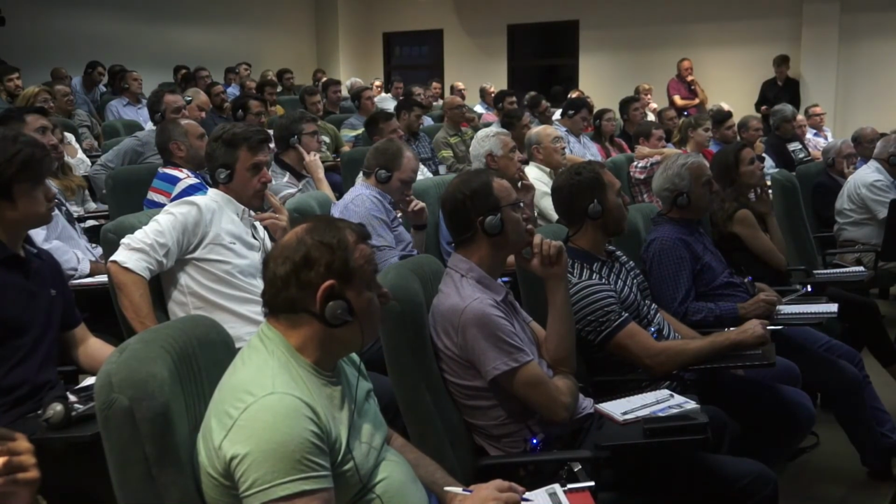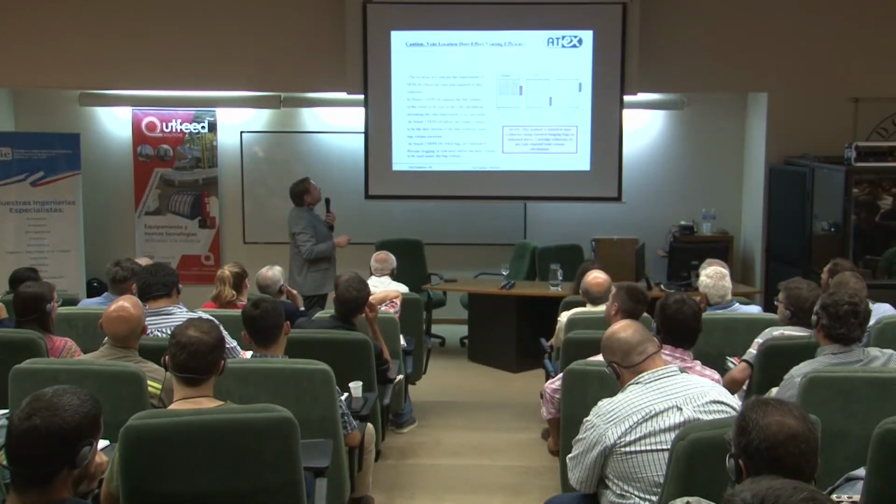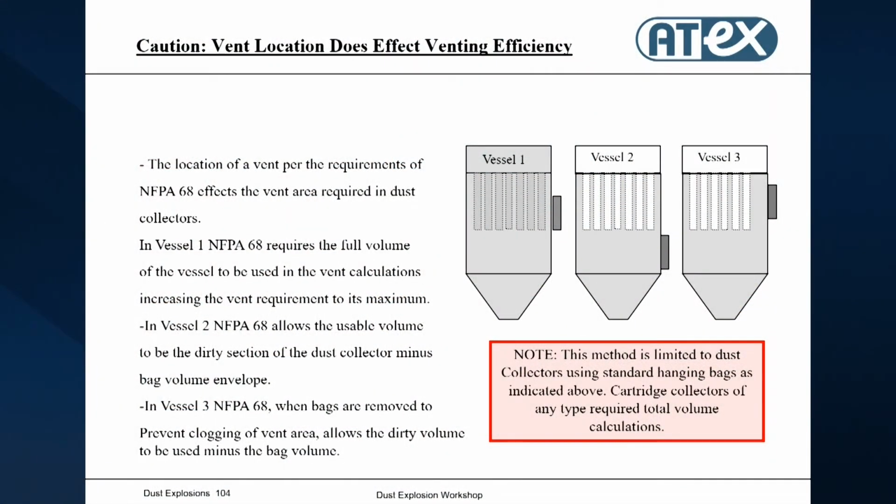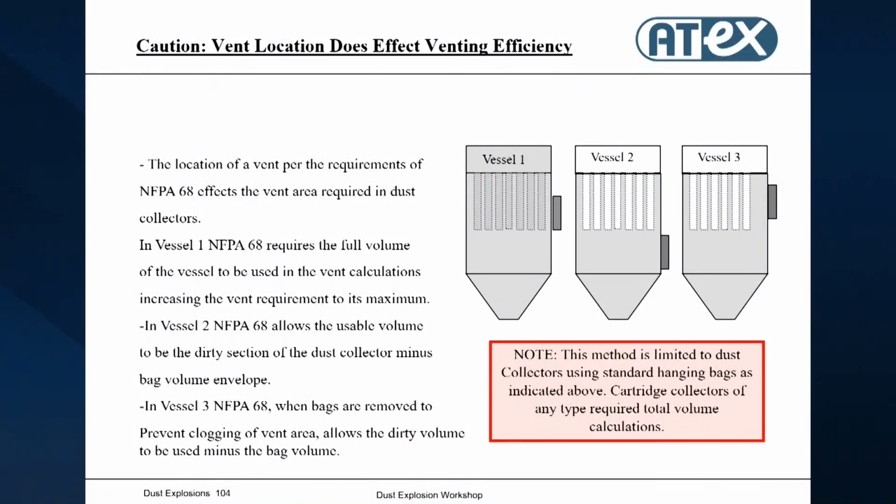If you have the vent behind the filter bags, then it's not working. The venting is not working so well, and that means you have to use the whole volume for protection, and then it still could be too little. So you really have to consider whether the bags that you have can completely block the venting, because then you have to do something about that.